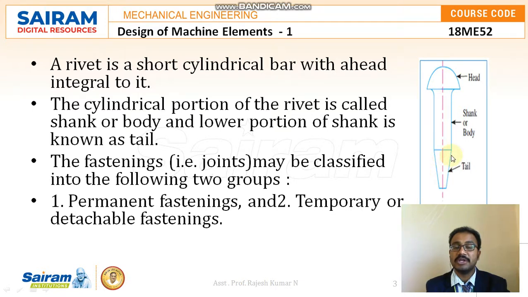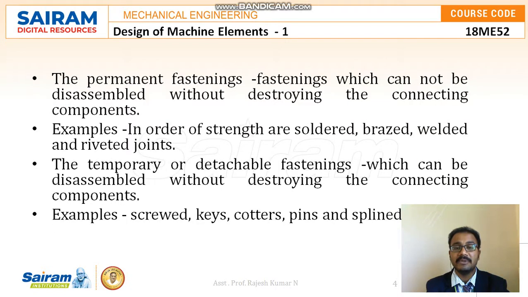The fastenings, that is the joints I am talking about, may be classified into two groups: permanent fastenings and temporary or detachable fastenings. Looking at the heading, we can understand what permanent and temporary fastenings mean. Permanent fastening means that once the joint is made, it is not possible to disassemble the parts or the sheets without damage. A temporary joint is one where we can disassemble without any wear or tear, or any kind of damage to the body. Permanent fastenings cannot be disassembled without destroying the connecting components.